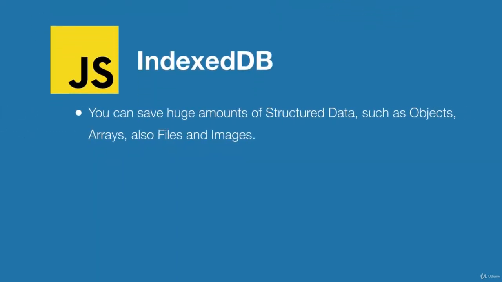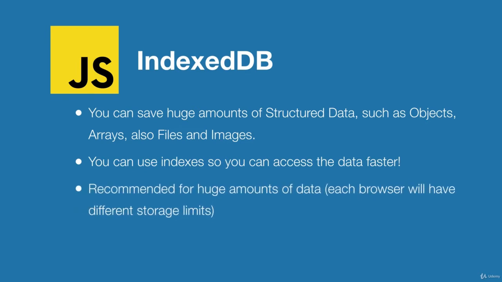On the other hand, we have IndexedDB. You can save huge amounts of data, and you can save structured data, such as objects and arrays. You can also save files and images. You can also use indexes, so you can access the data faster. It's recommended for huge amounts of data, and each browser will have different storage limits. That's something really important.